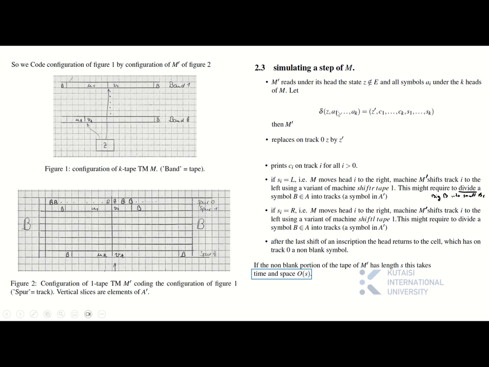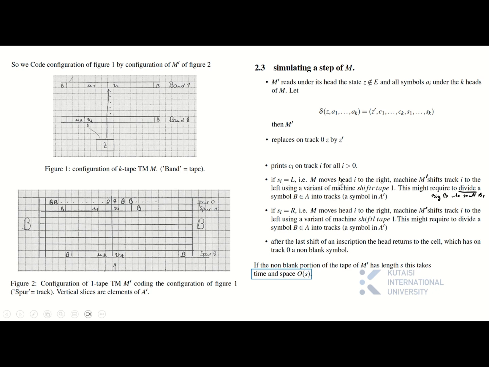By the way, I don't know if I mentioned that A1 is on track 1, basically. So track 0 is for the state, and AI is on track I. So you overwrite the AIs by the CIs, and the most important bit is the movements that you make. So if the ith head goes left, right? So M moves head I to the right, right?